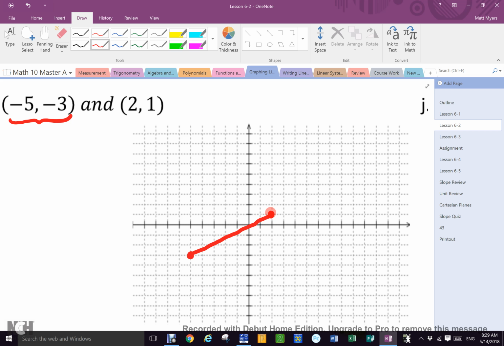I connect them, but then I need the slope. Count. It's not that hard. What do I count first, rise or run? Doesn't matter as long as you remember that rise is the numerator, right? So if I'm going to go rise over run, I'm going to go up 1, 2, 3, 4, plus 4. Then I'm going to go this way. How far? 1, 2, 3, 4, 5, 6, 7. Right? Positive. So what is this guy's slope?